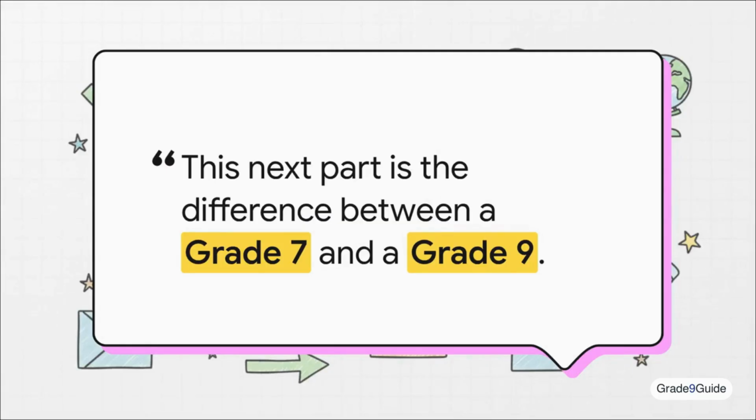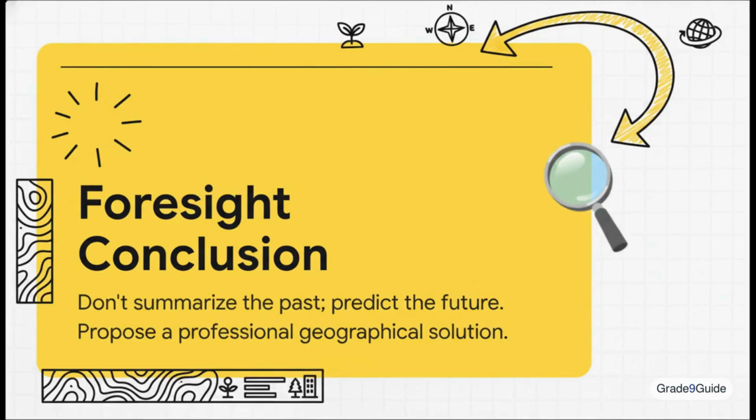I need you to pay really close attention now. I'm serious. What I'm about to tell you is literally the difference between a grade 7 and a grade 9. After you've built your balanced paragraphs arguing both sides, most students will just write a boring little summary. You are not going to do that. So here it is, the secret weapon. It's called a Foresight conclusion. A Foresight conclusion doesn't just look backwards and repeat what you've already written. No, it looks forward. It looks to the future. It proposes a professional, really thoughtful, geographical solution to the problem.